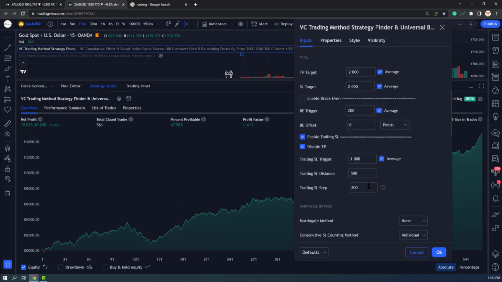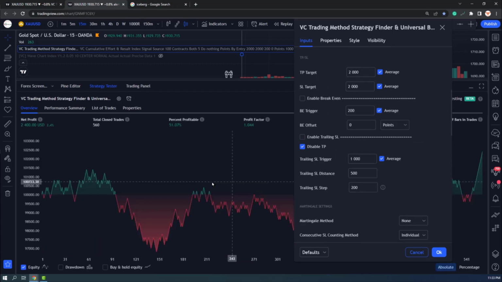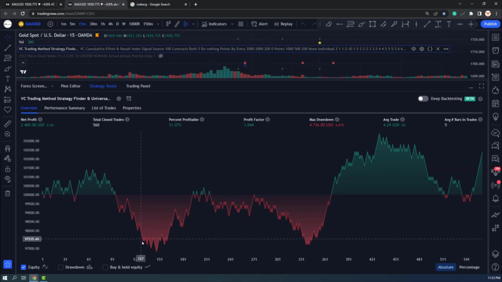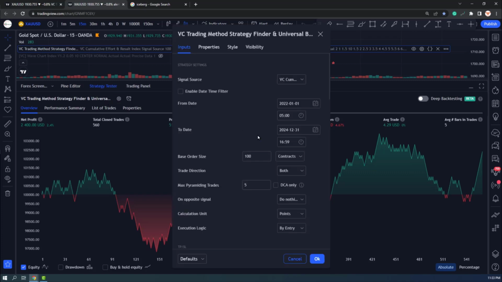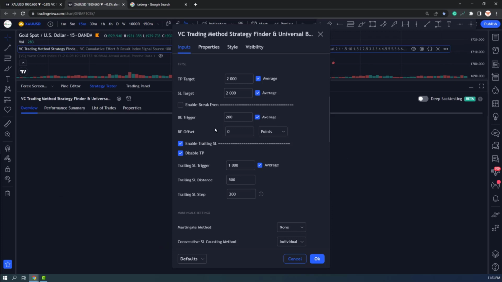The last thing, if I disable the trailing stop here, it will ridiculously reduce the results. You can see the drawdown here, the ups and downs. At the end, it's still in profit, but you can see a major drawdown. That's why I always recommend that you use a trailing stop.